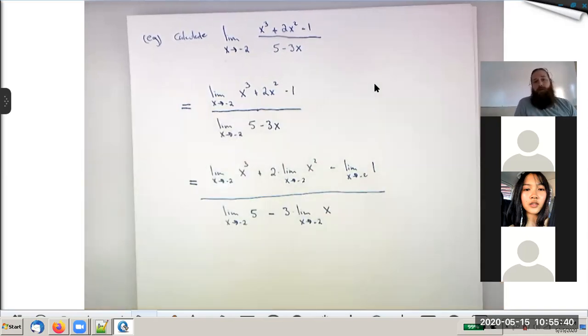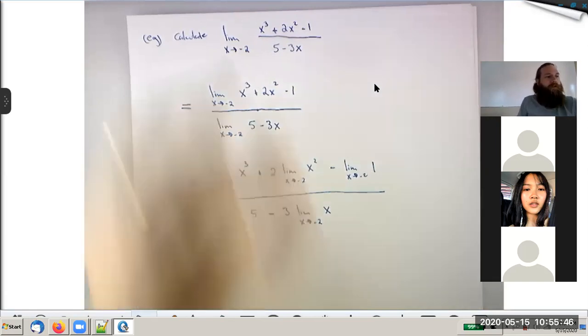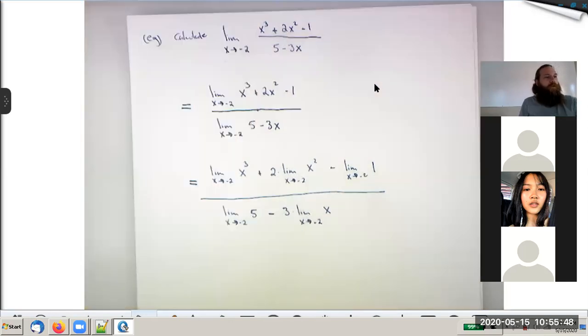In practice, we will never do this, but we're doing it once to show you that the laws do work, and then we'll conclude something nice that will allow us to save a lot of time in the future. Any questions about what I've done here so far?